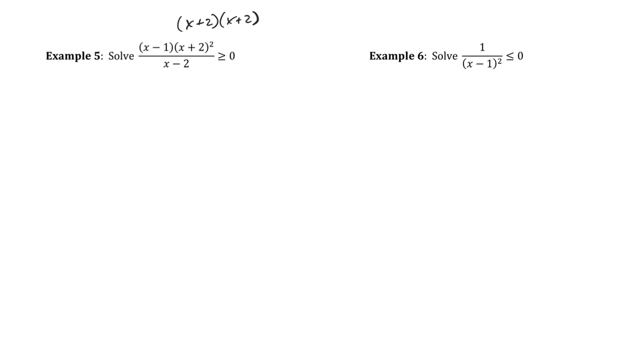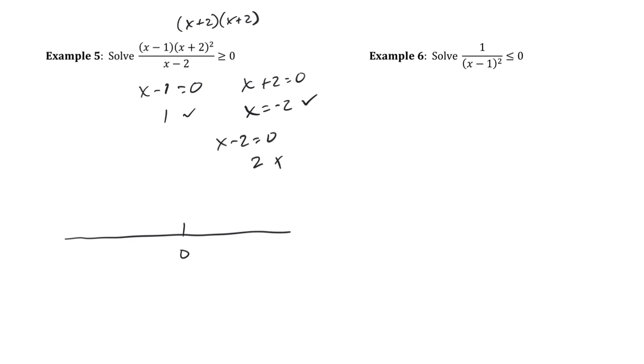So I'm going to set my numerators equal to 0. I got a good number at 1, a good number at -2, and then onto the denominator, x minus 2 equals 0. So +2 is a bad number, okay? So let's go here, put our 0 in the middle, put a green at 1, put a green at -2, and put a red at 2.